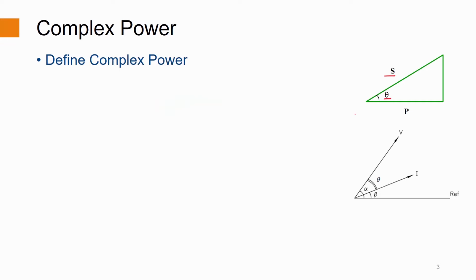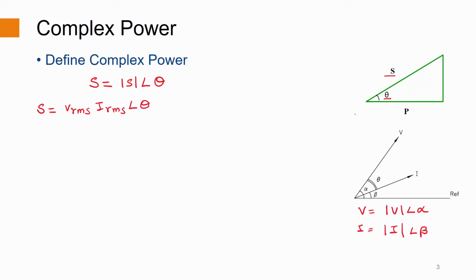Let us first define complex power in terms of the power triangle as magnitude of S at an angle of theta. The complex power can also be written in terms of voltage and current phasors, which implies S is equal to Vrms Irms at an angle theta. Now, the voltage and current phasors are defined as Vrms at an angle alpha and Irms at an angle beta respectively. The impedance of this circuit can be Z equal to R plus jX or magnitude of Z at an angle of theta. The angle theta is equal to alpha minus beta.